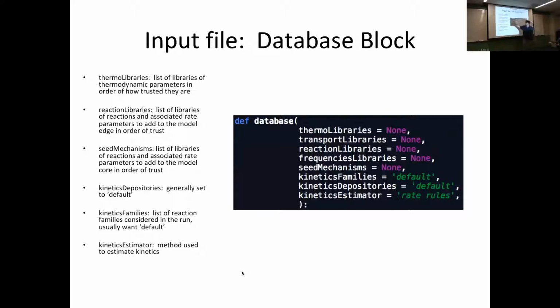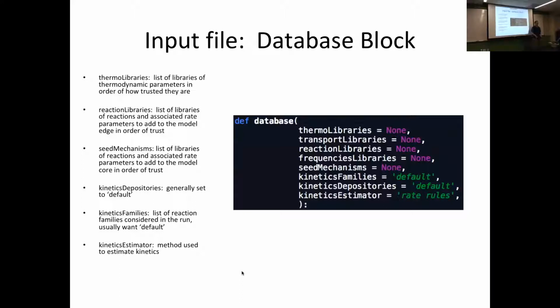Same goes for the reaction libraries, which is mostly the same thing. It's a list of libraries of reactions in the order that you trust them. What reaction libraries do is much the same as thermal libraries. However, what seed mechanisms do is a bit different. What you put in the seed mechanism and what you put in the reaction libraries are the exact same kind of thing. They're both kinetic libraries, both seed mechanisms and reaction libraries.